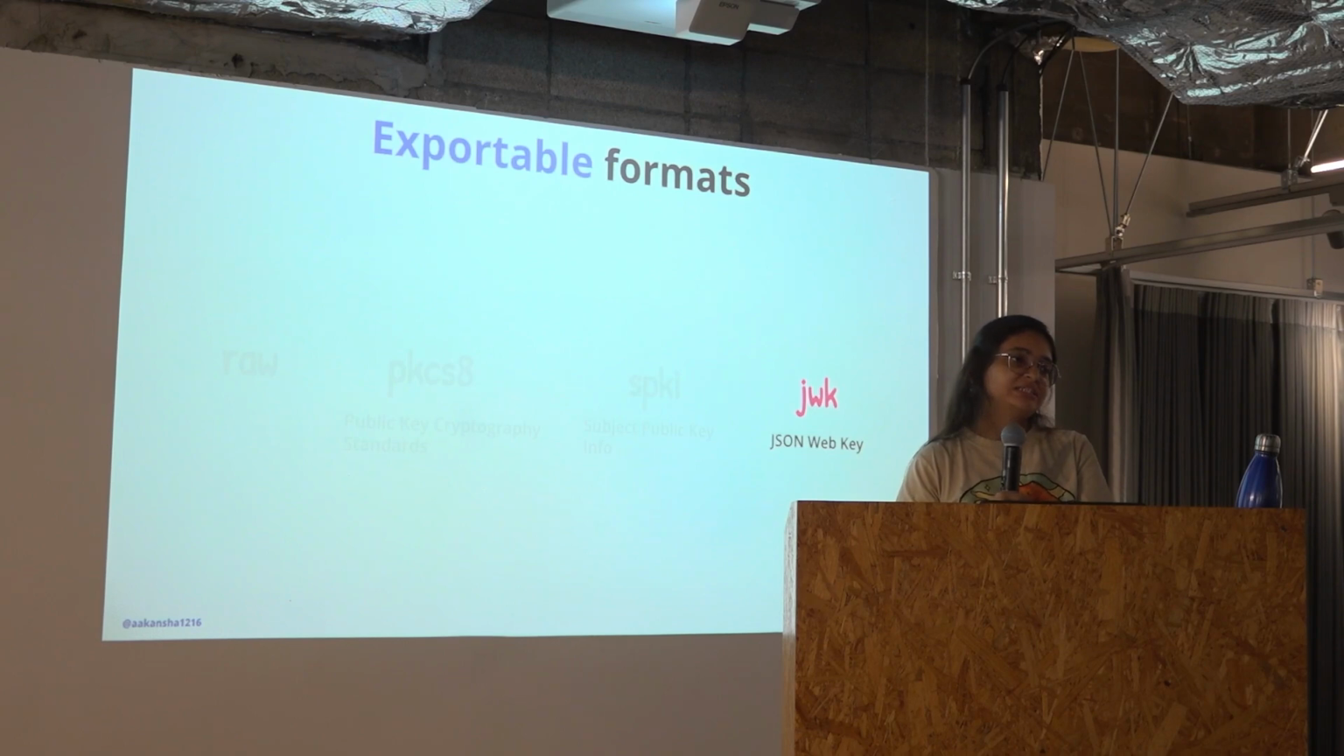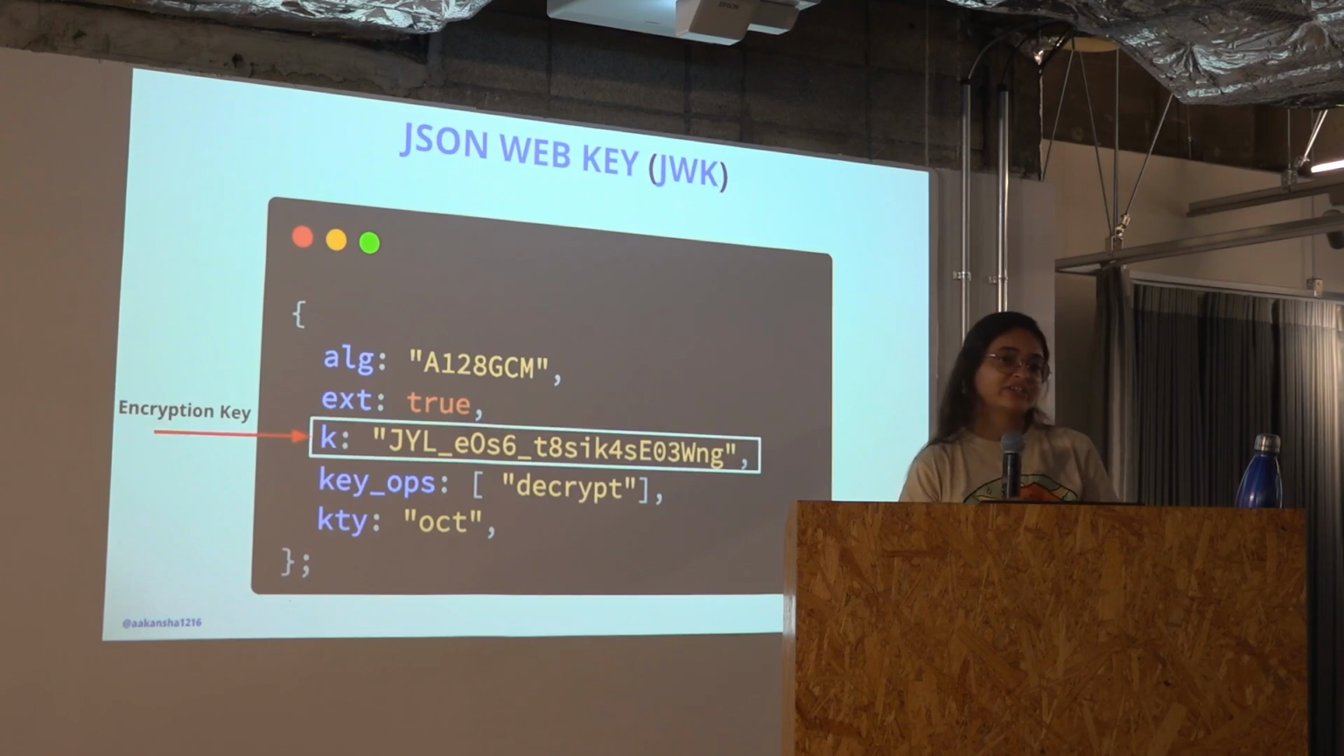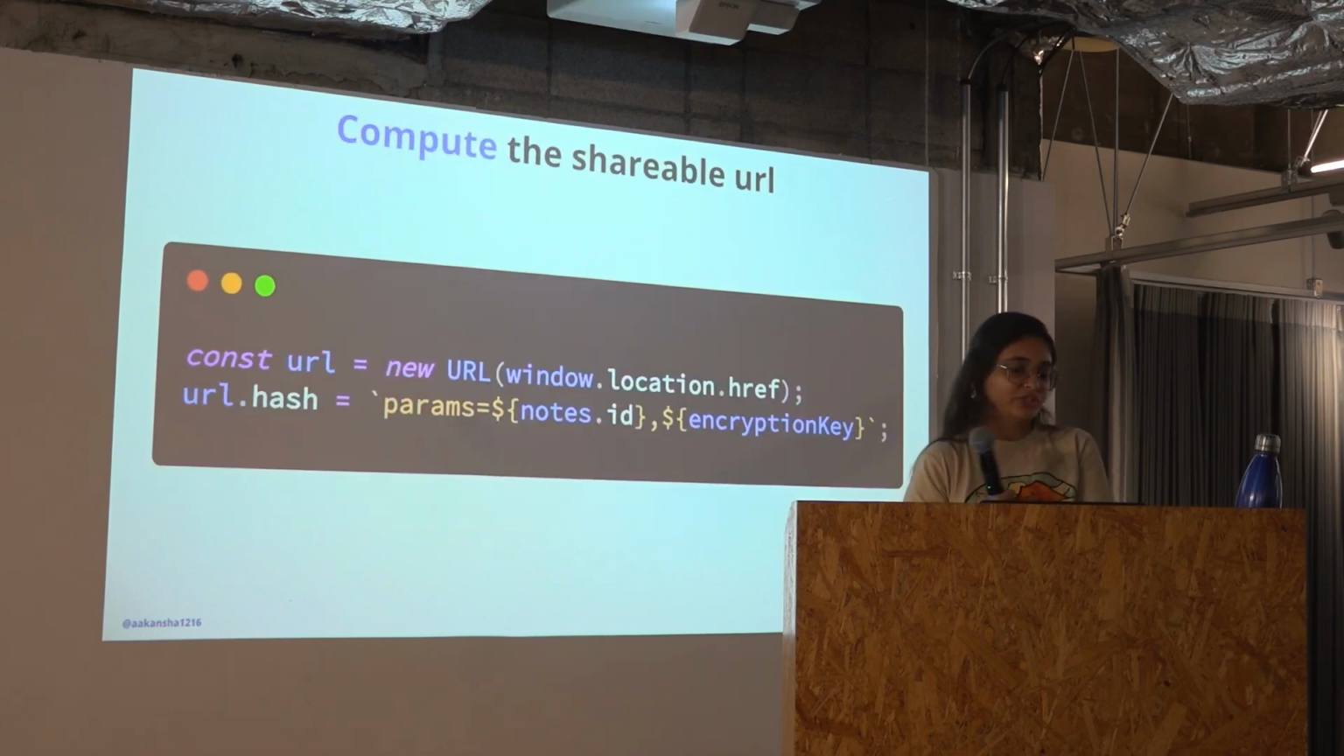Now, JWK basically stands for JSON Web Key, and this is how it looks like. It's basically a JSON, and you have these parameters. And what I'm interested in is the K parameter. That is my encryption key. This is what I'm actually going to share with you in the URL. And now with this, we have the export key API, which basically you pass in the format, which is JWK, and you pass in the crypto key, and then I can get this encryption key, and then the next step would be just to create the URL and share it.